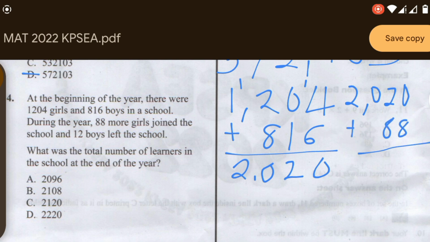So 0 plus 8 is 8, 2 plus 8 is 10, so 0, carry 1, and then 1 plus 2. Let me just rectify this part. So that is 0, and 1 plus 0 is 1. So 2,108. Then 12 boys left the school, so we minus 12 from this.